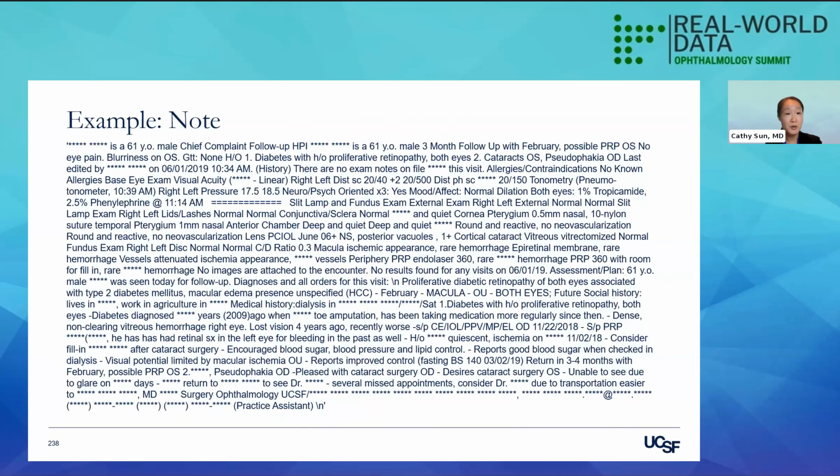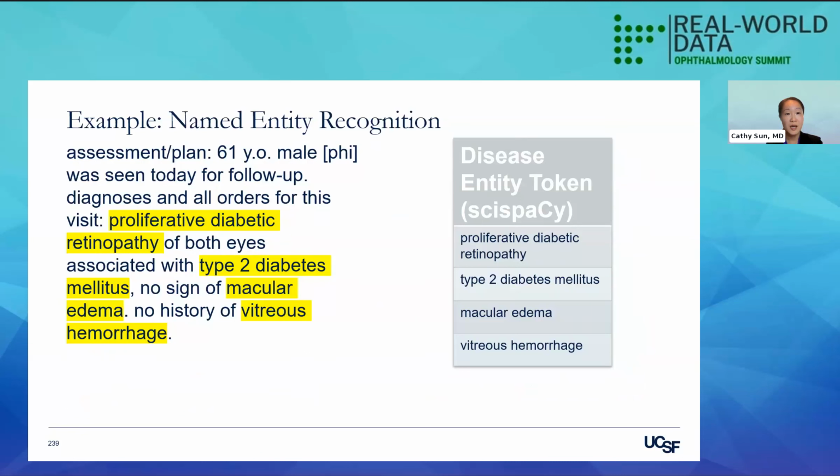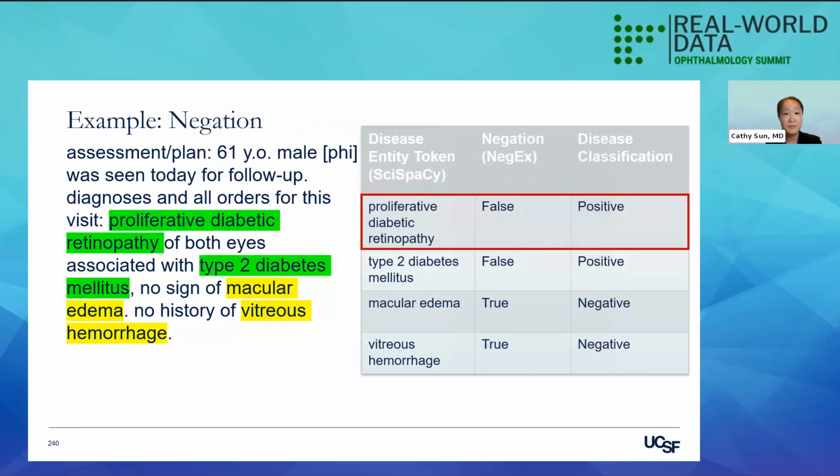This is an example of what a raw note looks like before pre-processing. And this shows the named entity recognition. It accurately identified that there were 4 disease elements in this chunk of text. And in green, it showed that there was no negation around PDR, so there was positive disease classification.